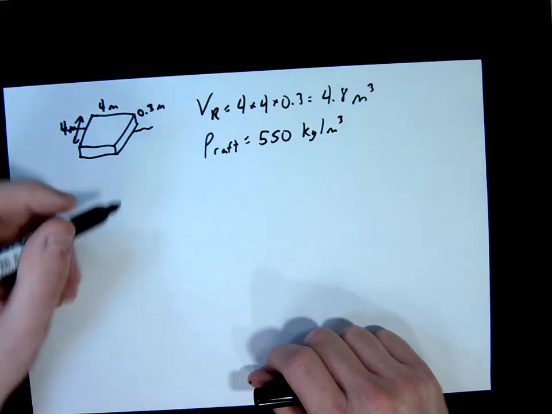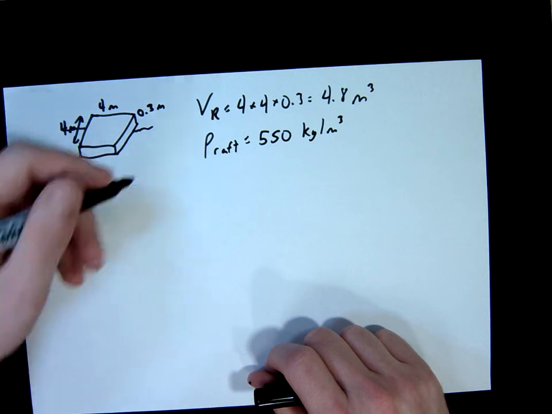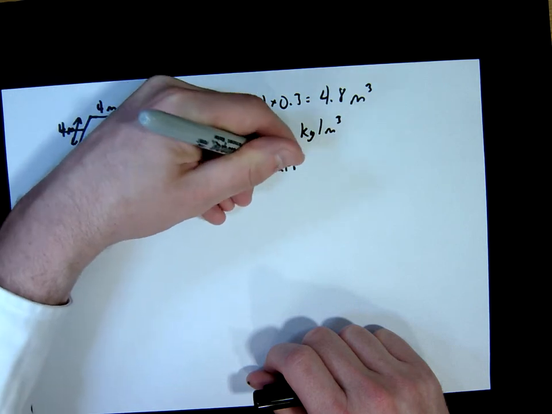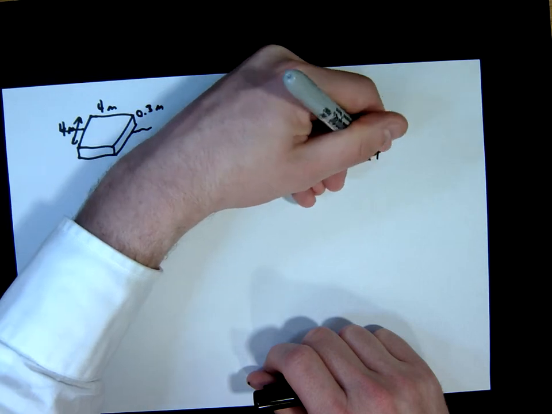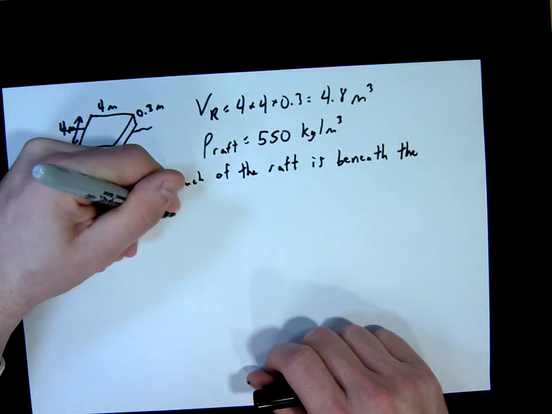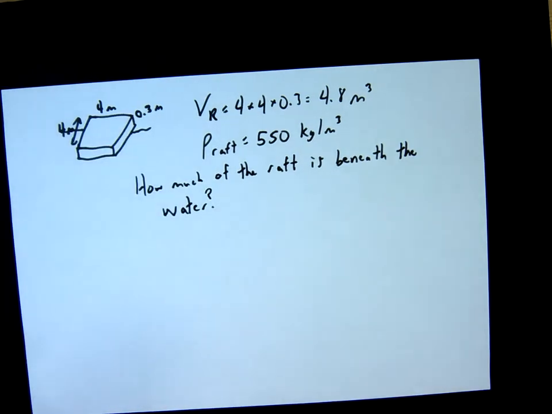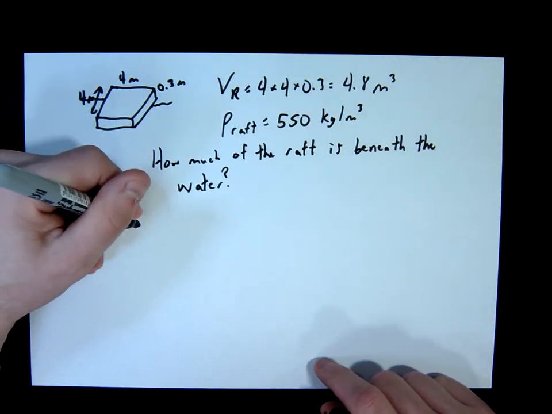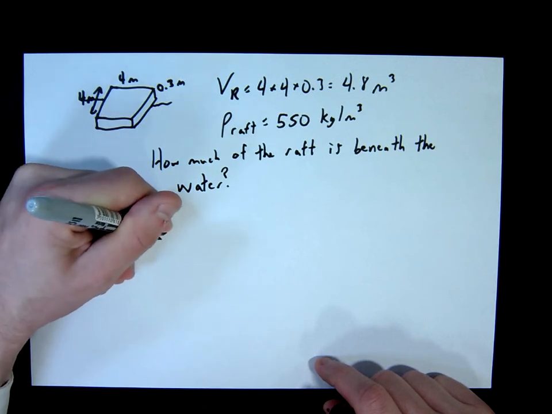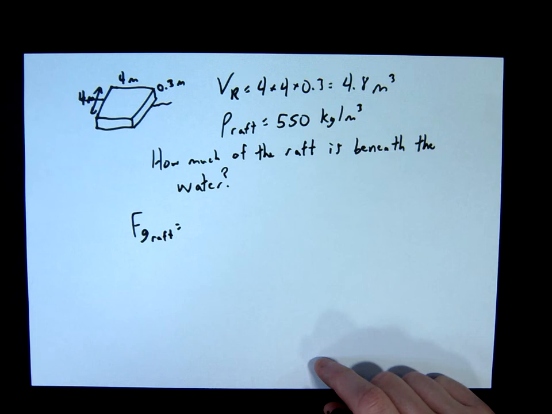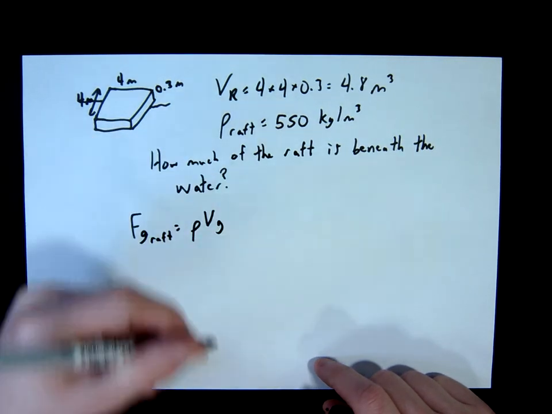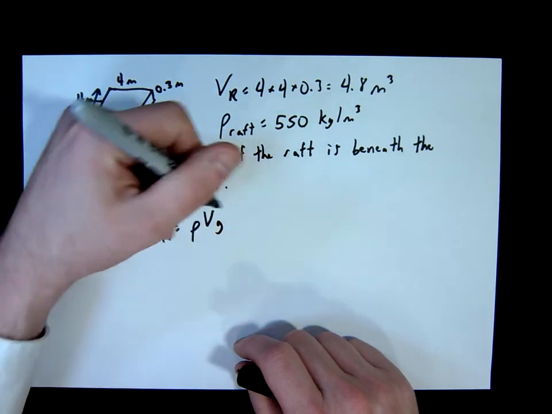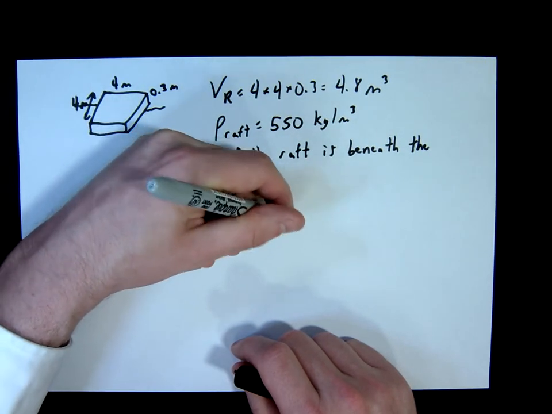The question here that I want to ask is, if it floats, how much of the raft is beneath the water? So how much of that raft is actually floating beneath the water? Let's take a look. First thing we can figure out is the weight of the raft. I'm just going to call that the force of gravity of the raft. And the weight of this raft is going to be equal to rho times V times G. The reason being is, again, density times volume will give me the mass. And so I can plug in those numbers, and you ultimately get here 26,000 newtons.